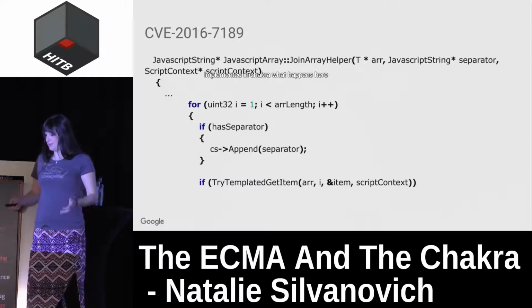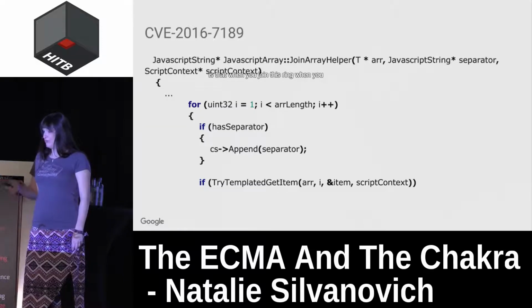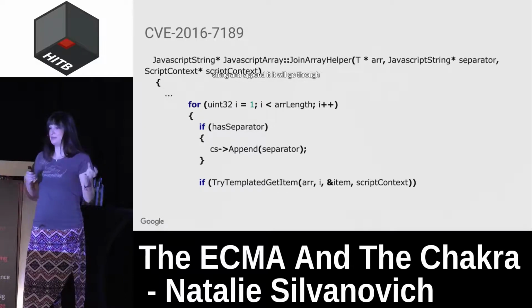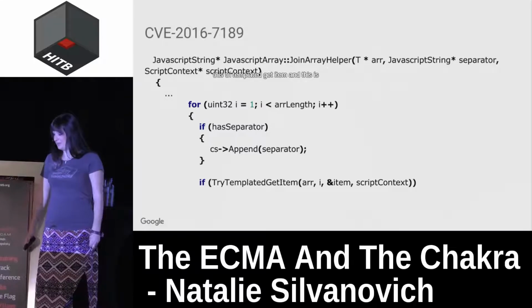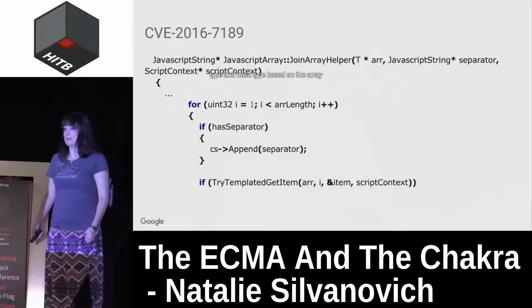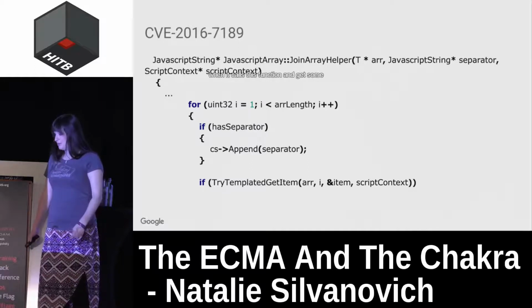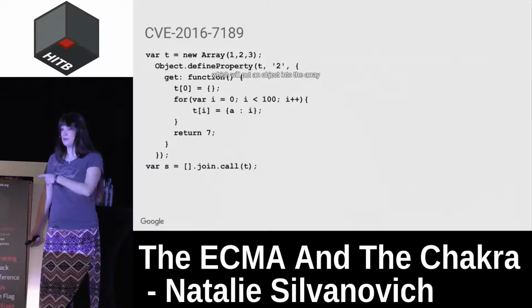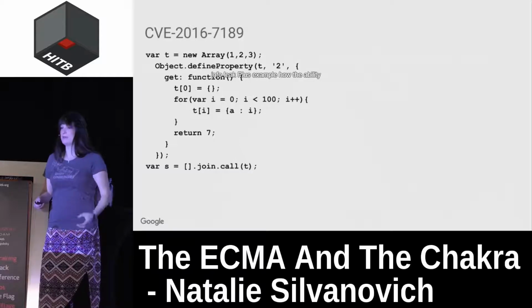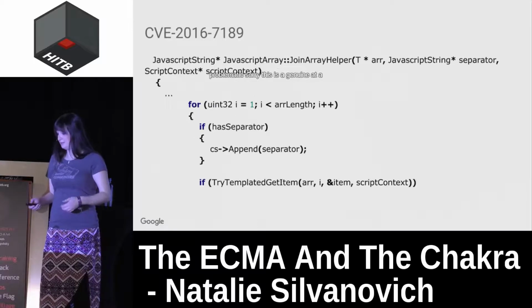So if you look at how the code is implemented in Chakra, what happens here is that when you try and convert everything to a string and append it, it will go through the array length, and then it will call this TryTemplatedGetItem. And this is a templated function that assumes the type and knows the type based on the array you pushed in. Unfortunately, it doesn't handle array transitions properly. So when it calls this function and gets one of the indexes, in this case 2, it will actually call into this function, which will put an object into the array and then change the type and cause an info leak. So that's an example of how the ability to put a getter on an array can be problematic.